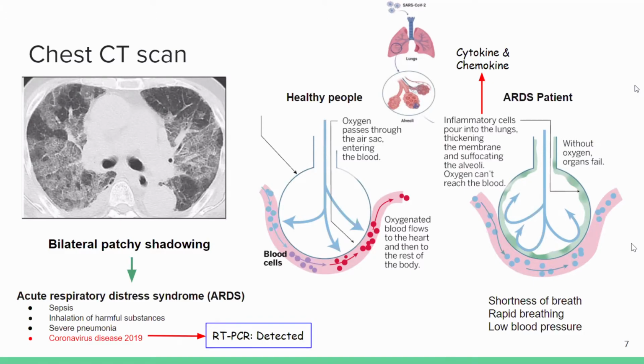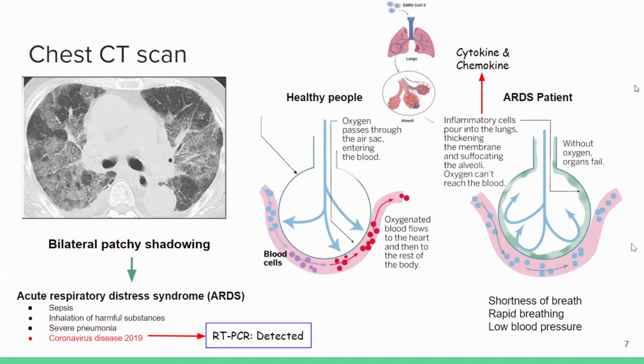Since SARS-CoV-2 entered the alveolar epithelium through the ACE2 receptor, the immune cells, including macrophages, neutrophils, and monocytes, respond to the virus and travel to the site of infection and produce cytokines and chemokines. This causes damage to the protective membrane and makes fluid leak out from the blood vessels into the lung, into the alveoli.